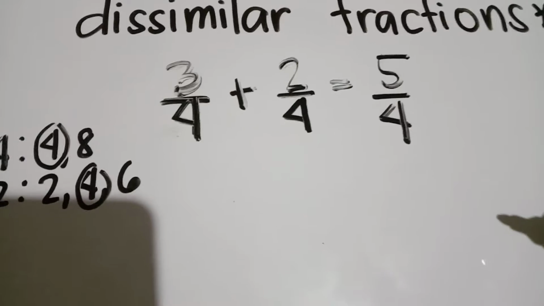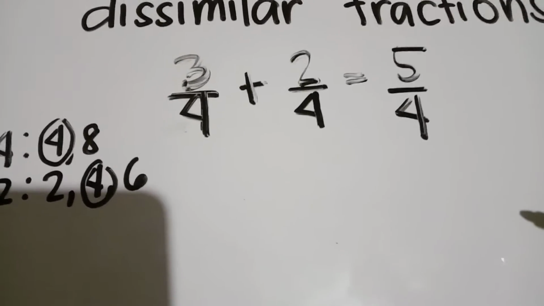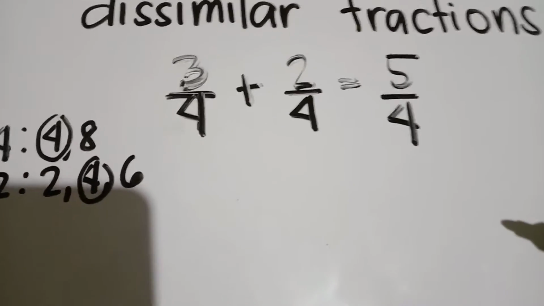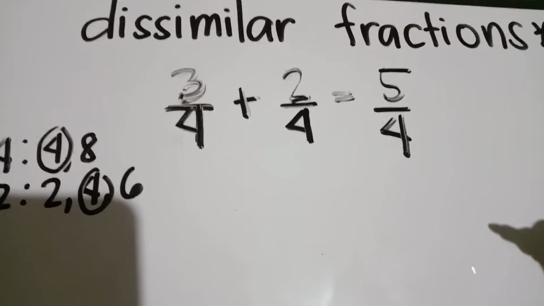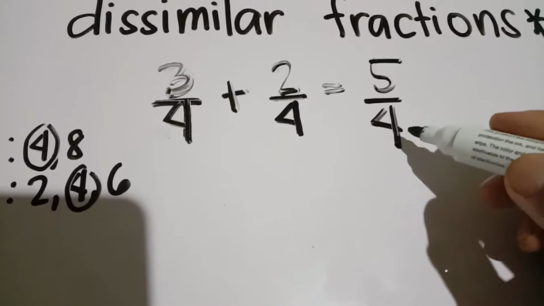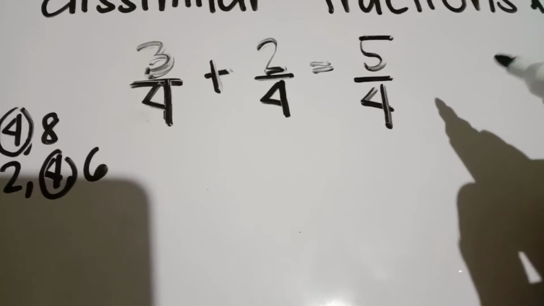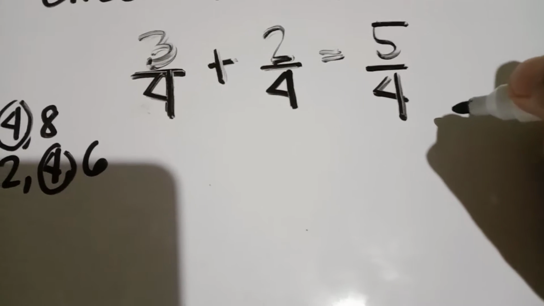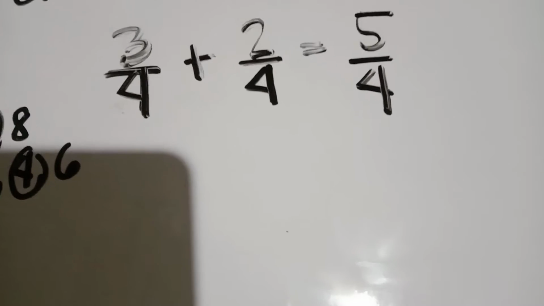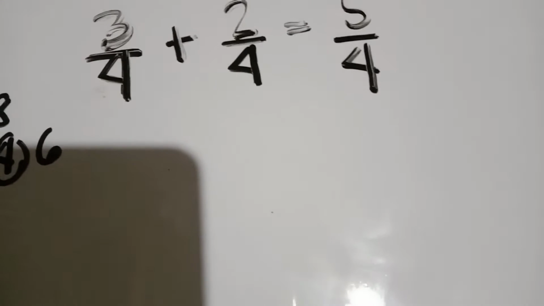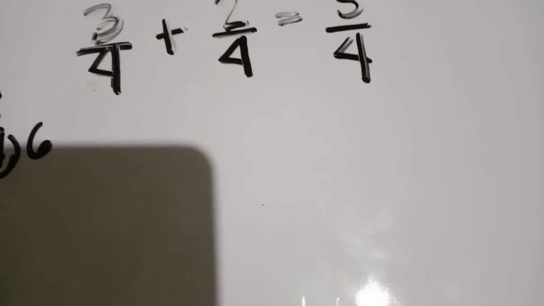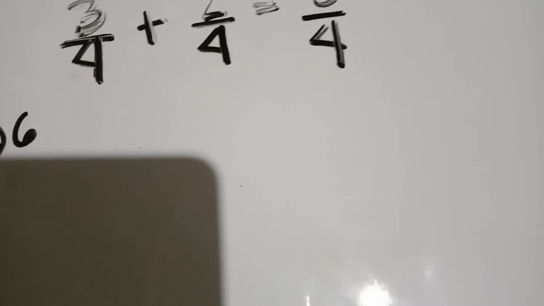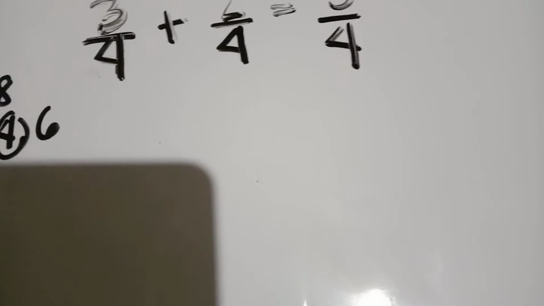Ibig sabihin, malaki yung numerator kaysa denominator. So, ano ang gagawin dyan? Okay, we are going to change or express 5/4 to mixed number by dividing. So, we will change 5/4 to mixed number by dividing. So, 5 divided by 4. Okay, so that is 1. Then 1 times 4, that is equal to 4. 5 minus 4, 1.